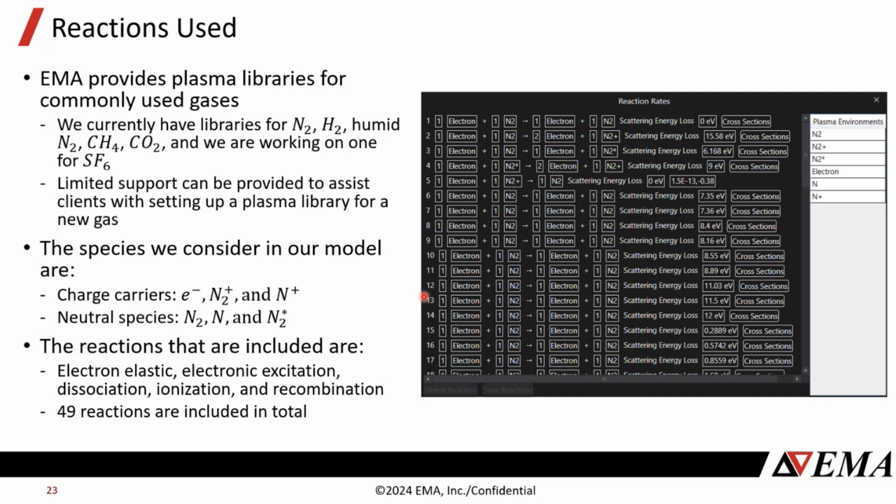But for this model in particular, for this nitrogen discharge, we're considering 6 species in total. We have 3 charge carriers, which are going to be our electrons, negative ions and positive ions. And our neutral species are going to be the base, just nitrogen gas, the free nitrogen atoms, and this other molecule here, which we write as N2 star. This is what's known as a metastable excited state.